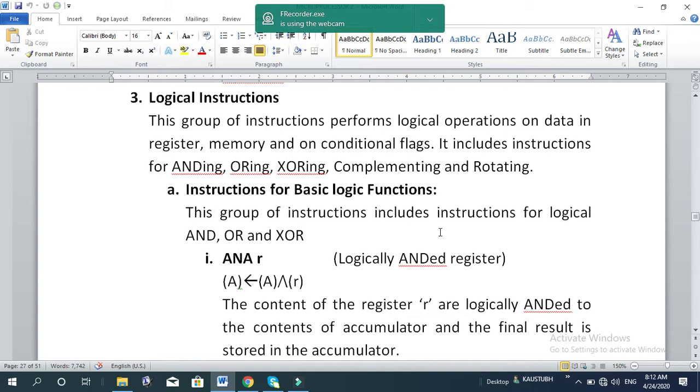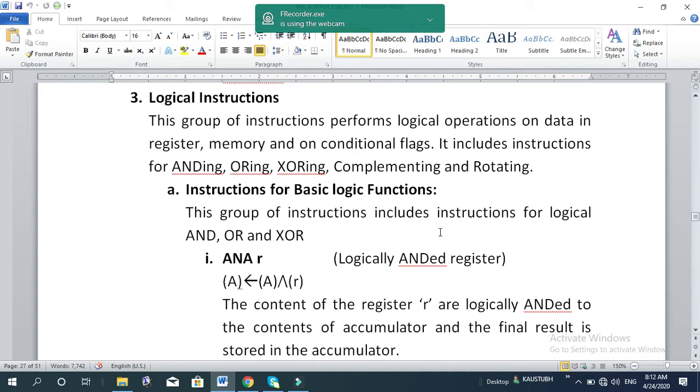Along with these, there are a few logical instructions for operating on the conditional flags. So instructions are available for ANDing, ORing, XORing, and also complementing. But there is a special instruction under this group which is rotating, or also called shifting, as well as one more set of instructions which is for comparing two binary or hexadecimal data.